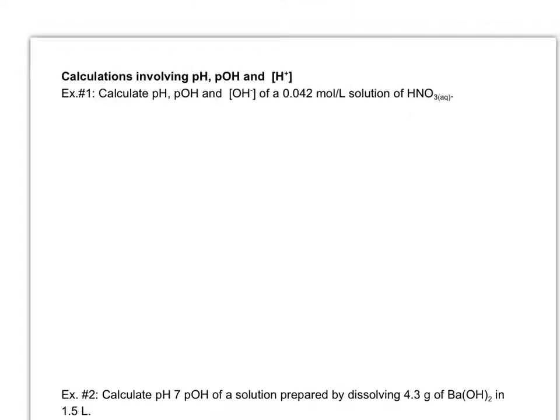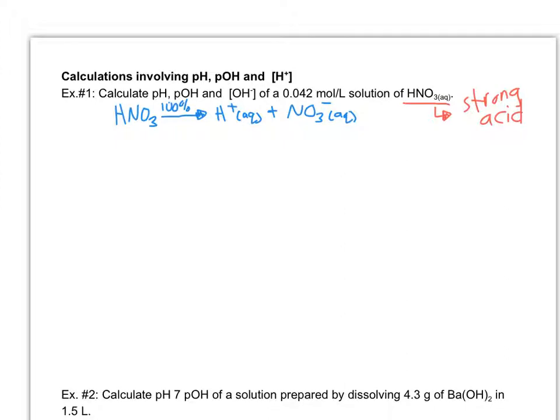So in this first example, we're going to calculate the pH, pOH, and hydroxide concentration of a 0.042 mole per liter solution of HNO3 aqueous. So a couple things to note here. HNO3, this is nitric acid, and we should be recognizing it as a strong acid. So that means that it's going to 100% ionize into hydrogen ion and a nitrate ion. So it'll look like this.